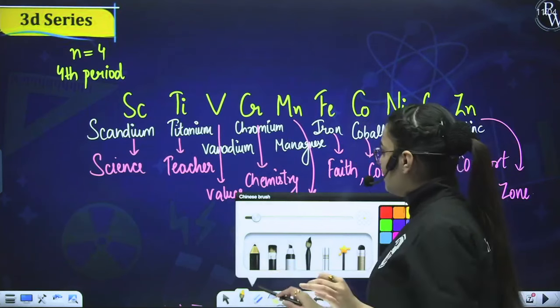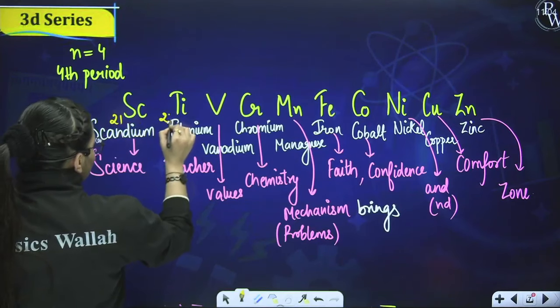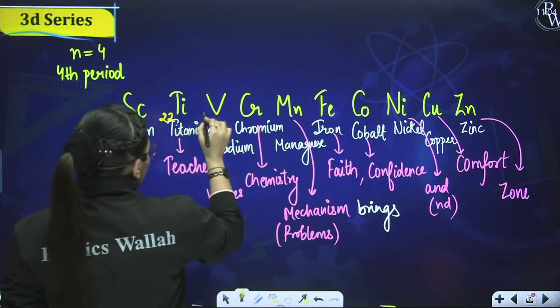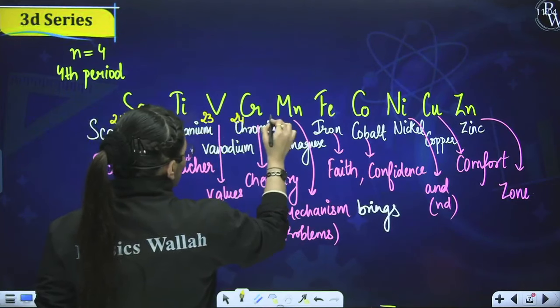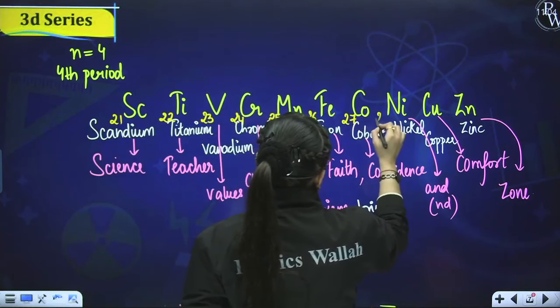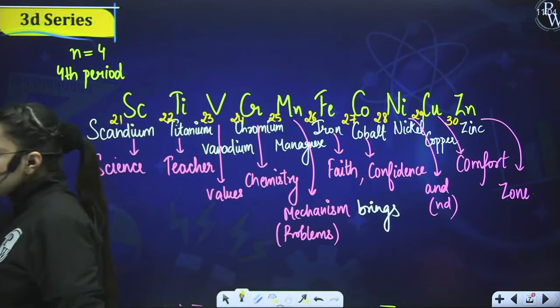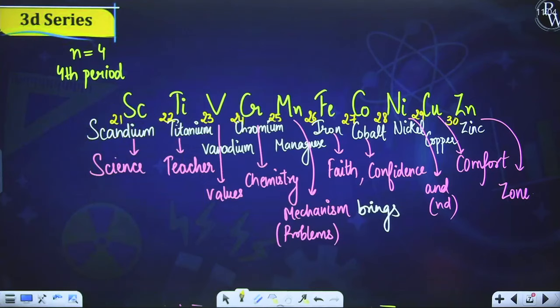As I've told you over here, scandium starts from atomic number 21. Now titanium has atomic number 22, then vanadium 23, then chromium 24, then manganese 25, then iron 26, then cobalt 27, then nickel 28, then copper 29, and then zinc 30. So I want you all to kindly write it down so that we can move on to our next, that is the 4D series. Kindly write it down, my dear students. I'm giving you a minute.